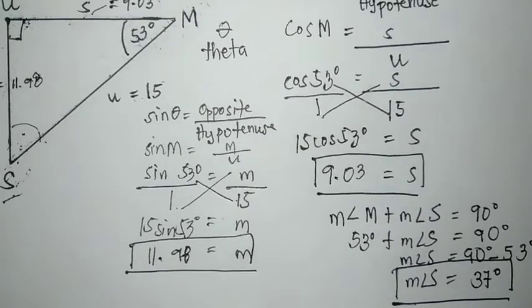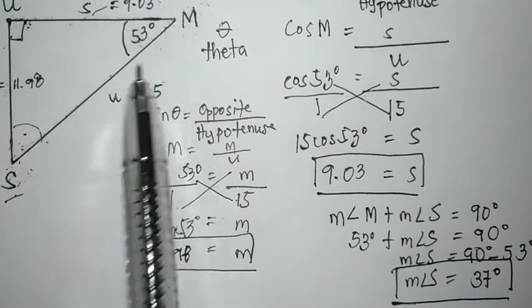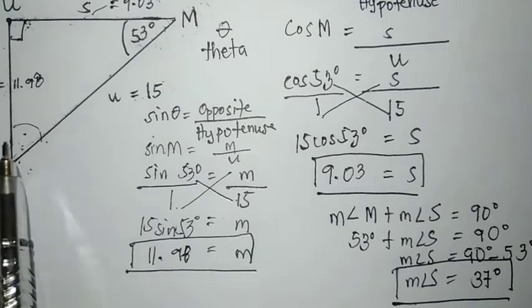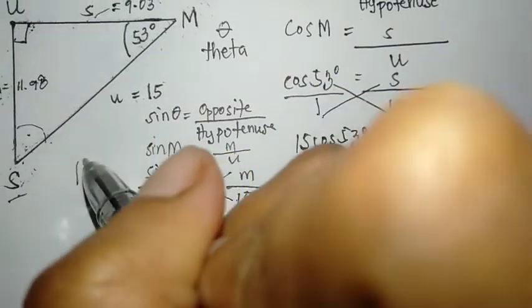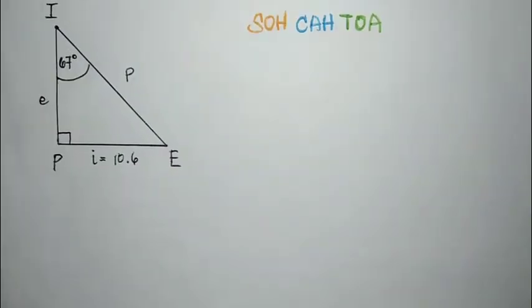So, let us check. Remember, the sum of all the angles of a triangle is equal to 180 degrees. So, 90 plus 53 plus 37 is equal to 180 degrees.